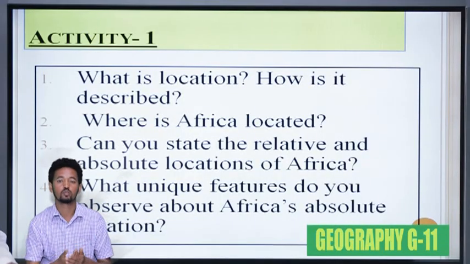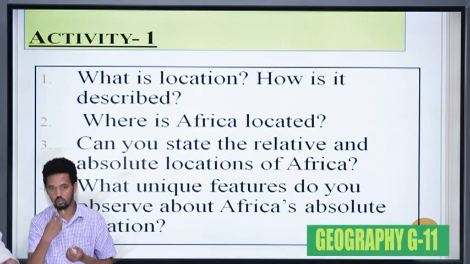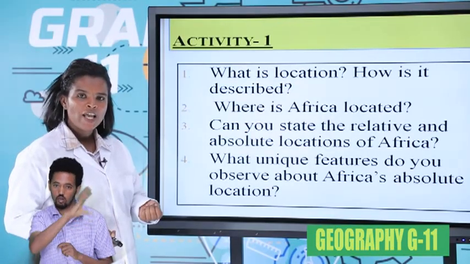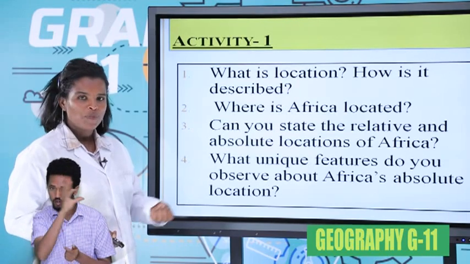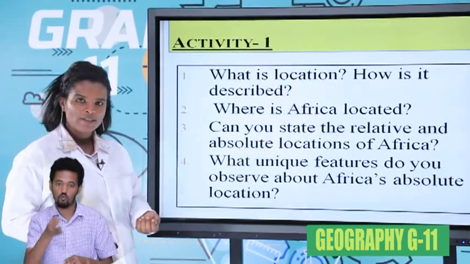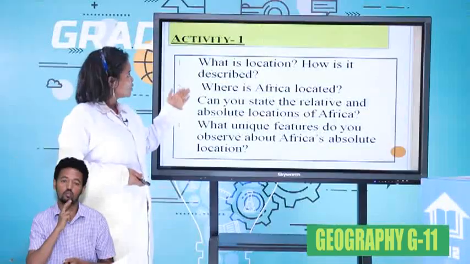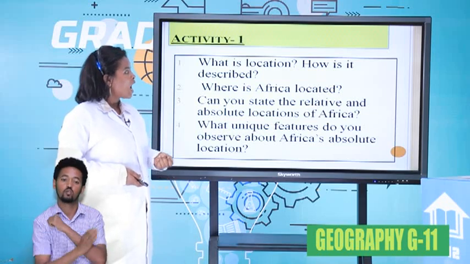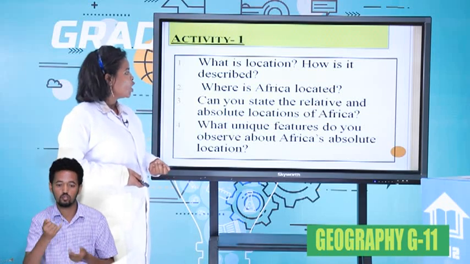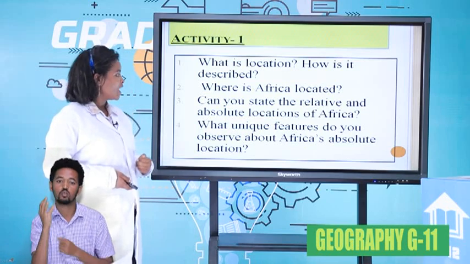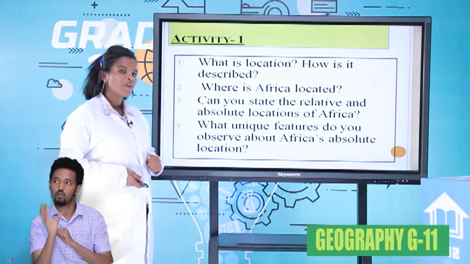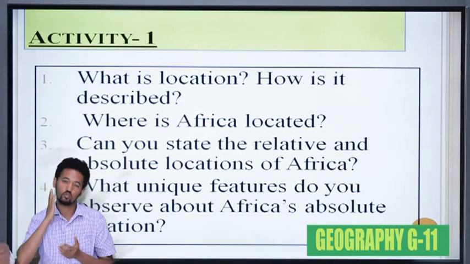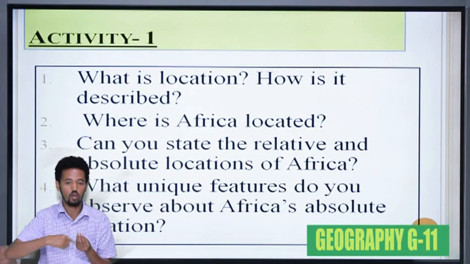Generally, today we have seen the location of Africa, the relief structure of Africa, and the geological history of Africa. Depending on this, students, please do this activity. The first question for activity 1 is, what is location? How is it described? Where is Africa located? Can you state the relative and absolute location of Africa? And the last question is, what unique feature do you observe about Africa's absolute location?